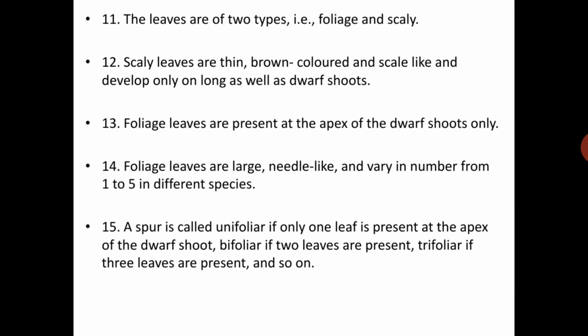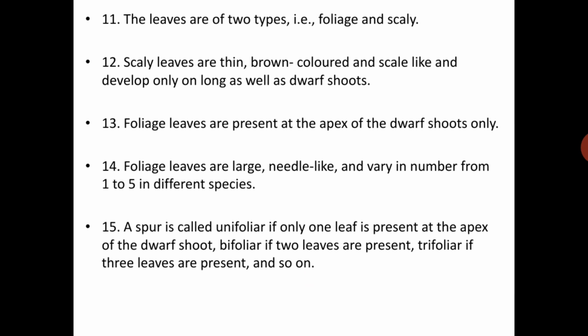The leaves are of two types again here, foliage leaves and scaly leaves, like in cycas. Here also scaly leaves are thin, brown colored and scale-like and develop on the long as well as the dwarf shoot. Foliage leaves are present at the apex of the dwarf shoot only. Only at the apex of the dwarf shoot you find foliage leaves.